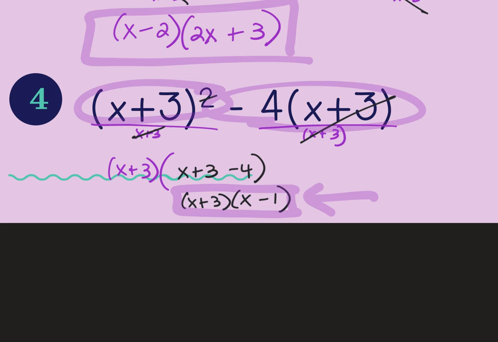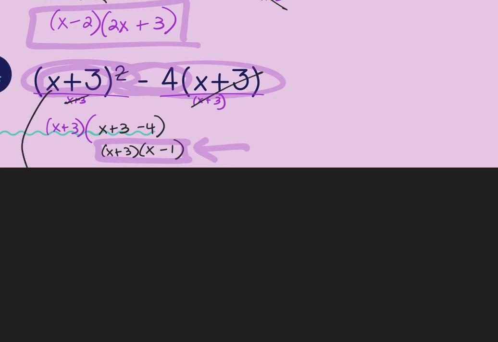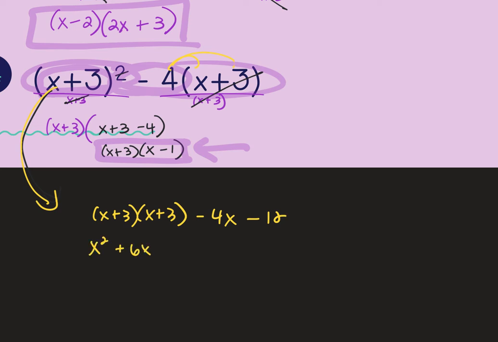So the x minus 3 came from the first parentheses. You mean to check it? Yeah. If I was to check it, I would literally have to take this and expand it. So it'd be x plus 3 times x plus 3. And then I would distribute this, minus 4x minus 12. This is a special product, x squared plus 6x plus 9. Combine my like terms.